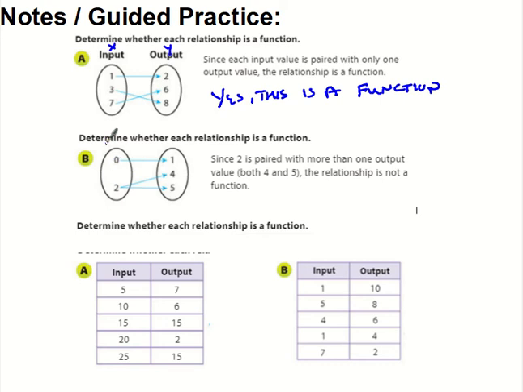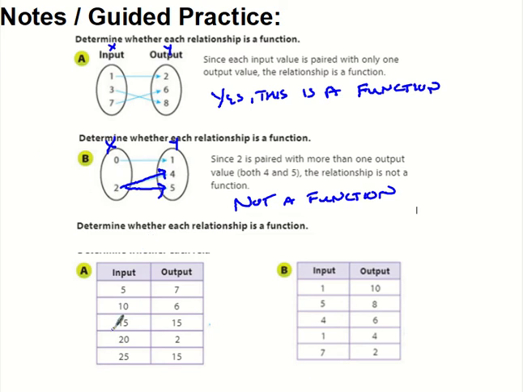So if I'm looking at this one, here's my input, here's my output. I'm looking at, does my input only go to one number? Well, 0 only goes to 1, but 2 goes to 4 and to 5. So that means this is not a function. And the reason why is, if the first time I put in the 2, it goes to 4, and the second time I input a 2, it goes to 5, that means it's following a different rule. So with functions, they always have to follow the same rule each and every single time. If the input goes to 2 different things, it's not following the same rule. So this is one way to look at functions.